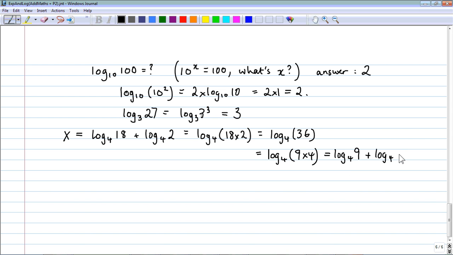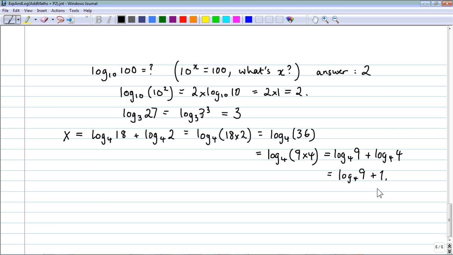log base 4 of 9 plus log base 4 of 4. So I want you to recognize that we may find in different situations that using the equation in different ways helps us. So here you could say this is a better way to write the answer. Log base 4 of 9 plus log base 4 of 4. Now what's log base 4 of 4? Well, that's just 1. So we could write this 1 there.